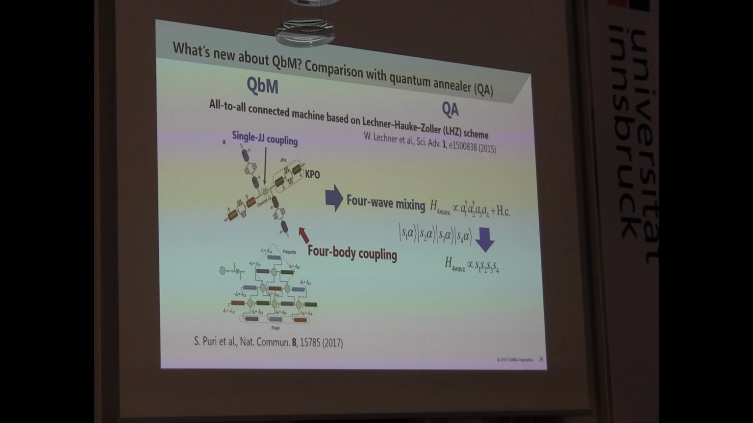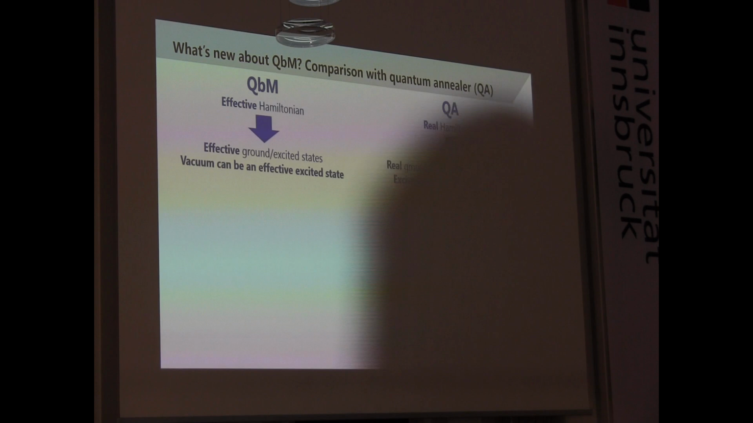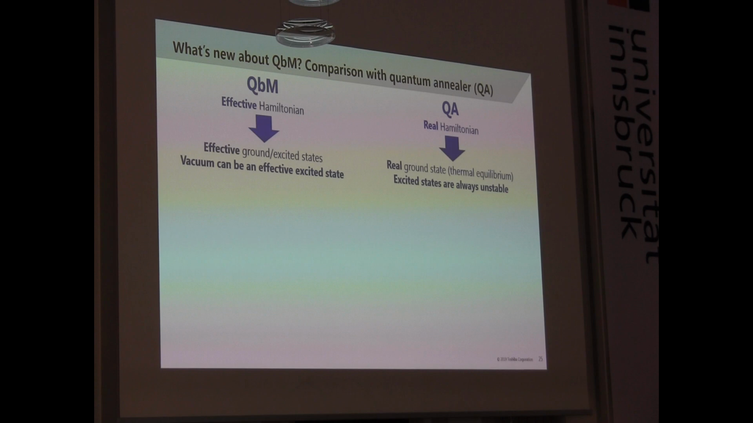Okay, the final difference is in the Hamiltonian. In QA, we usually use a real Hamiltonian and a real ground state, or thermal equilibrium state, and the excited states are always unstable. But in QBM, we use the effective Hamiltonian, and we can use the effective ground state or excited state. For example, we can set the vacuum state as an effective excited state. This will open a new possibility.